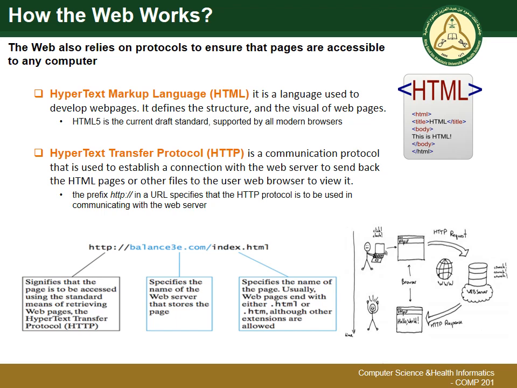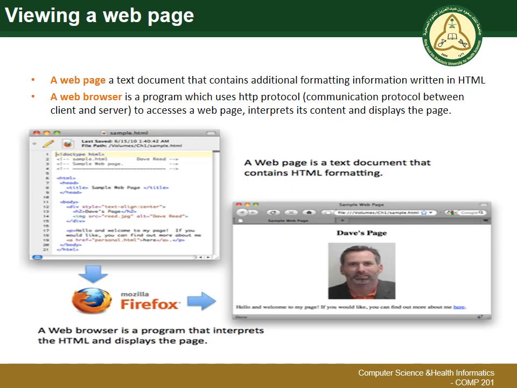And the figure on the bottom right of the slide illustrates this process. Now, how do we view the web page? There are two terms that we need to know. A web page is a text document that contains additional formatting information written in the HTML language. A web browser is a program which uses the HTTP protocol, the communication protocol between a client and server, to access the web page, and the web browser interprets the content of the web page and displays the page.